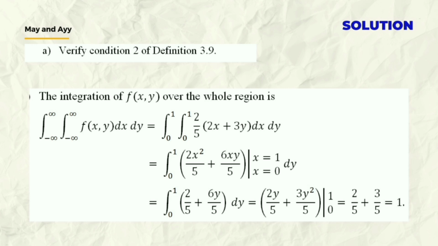Next we integrate with respect to y, and the result is [2y/5 + 3y²/5] for y equals 0 up to 1. We substitute this and we find the result is 2/5 + 3/5, which equals 1. So the integral of f(x, y) is 1, which satisfies condition 2 of definition 3.9.